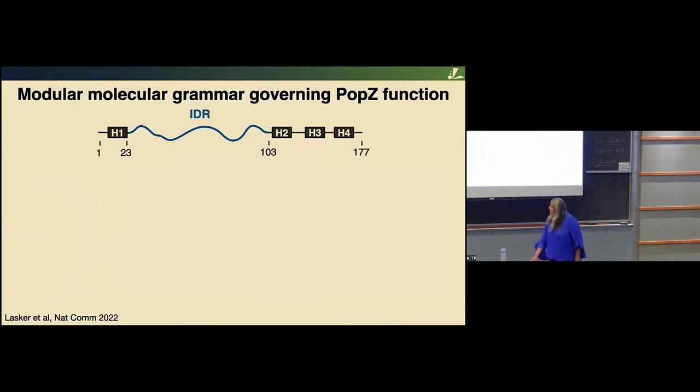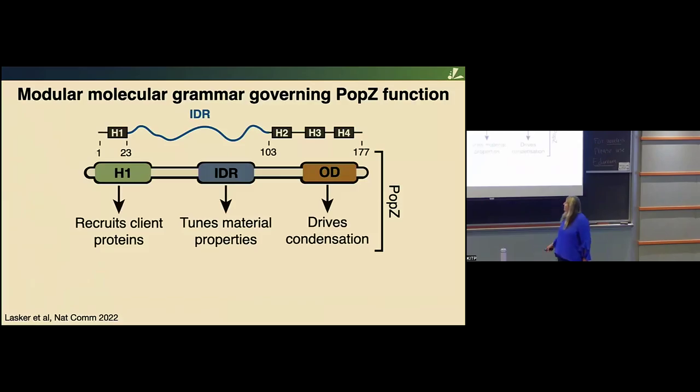Okay, over the years we figured out the molecular grammar for this protein. As I told you, this helical region is recruiting client proteins. The disordered region is going to tune the material state of the condensate. And this oligomerization domain drives condensation.